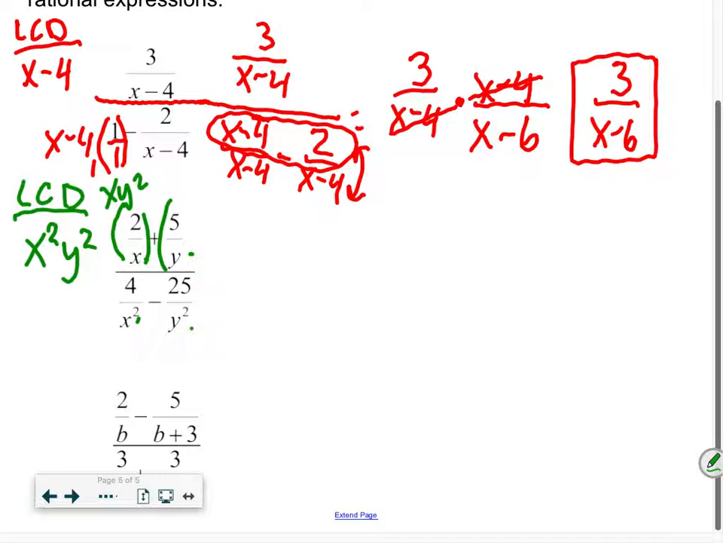Okay. My other top one has to be multiplied by what? X squared y. My bottom left has to be multiplied by y squared, only y squared. The x squared's full. And my last one only has to be multiplied by x squared. Okay. Questions on why we multiplied by certain things?